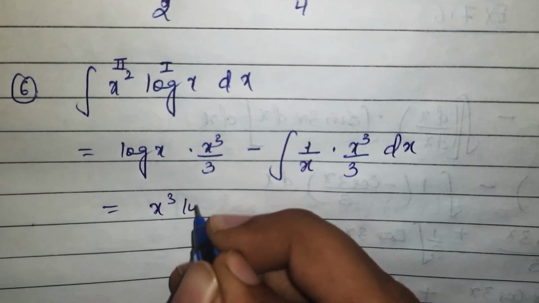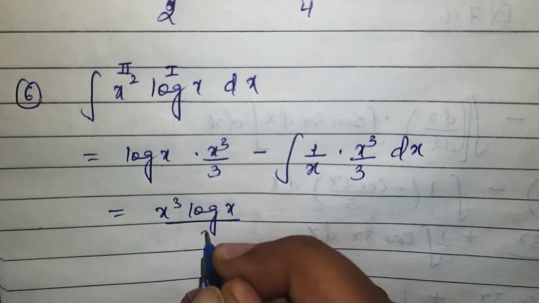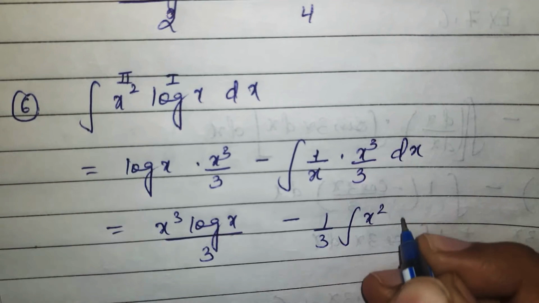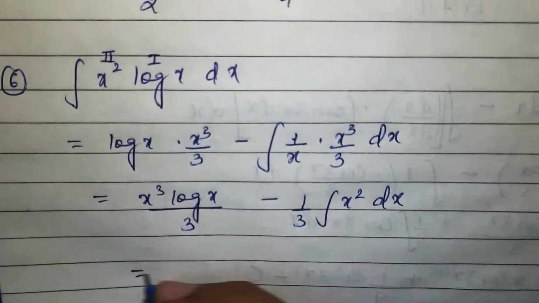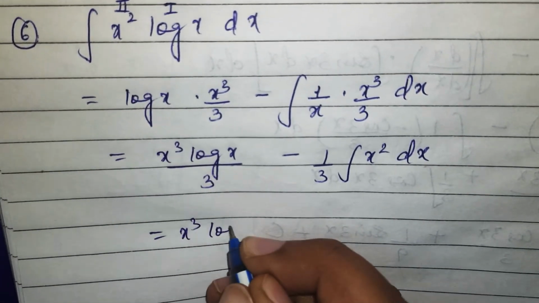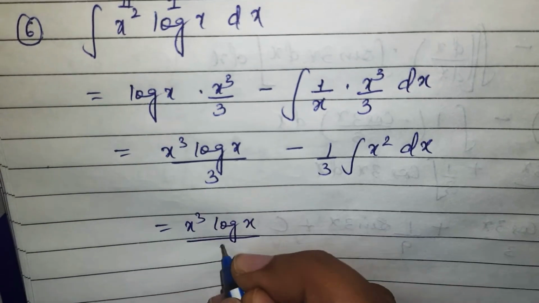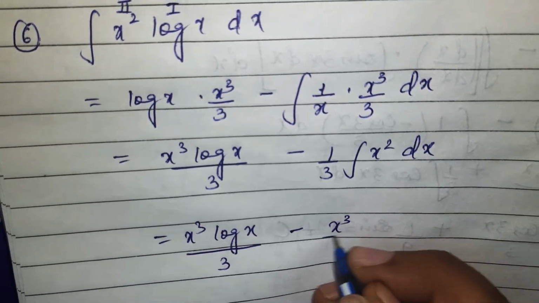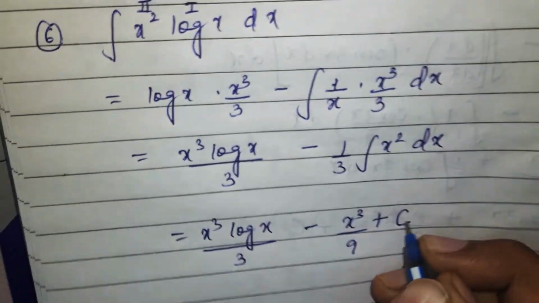So the final answer is x cube log x upon 3, and this is minus 1 by 3 x square dx. So the final answer is x cube log x upon 3, and this will become x cube upon 9 plus c.